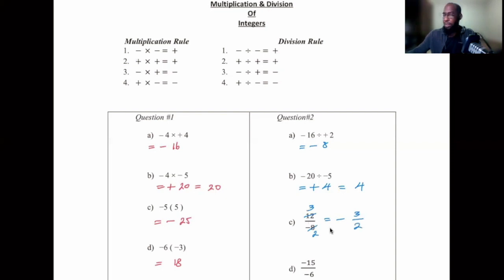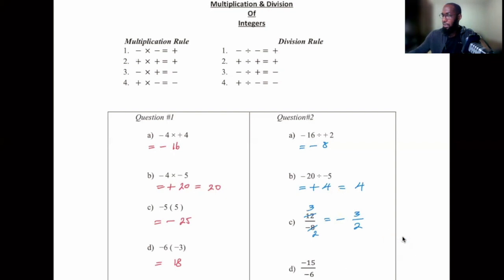Now, if you have 3 over minus 2 or negative 3 over 2, this here and this here is the same thing, correct? All these three, correct.